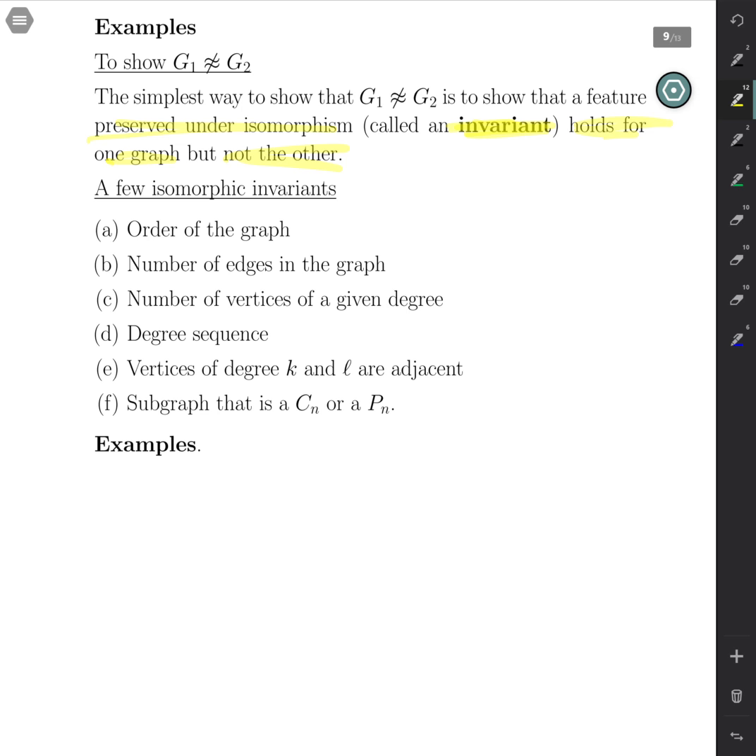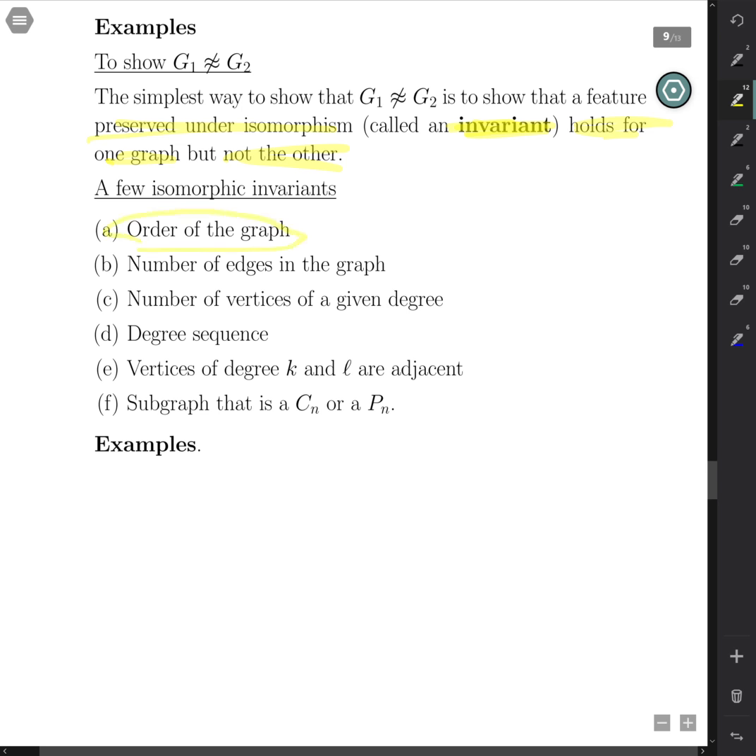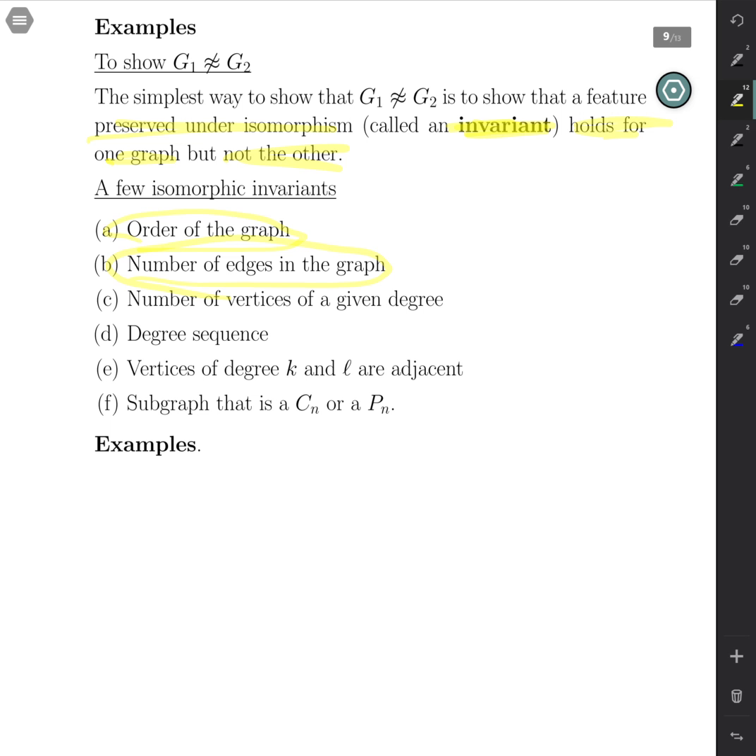First of all, the order of the graph, the number of vertices in the graph. The number of edges in the graph have to be preserved because the adjacency property must hold, so that each edge in the first graph must correspond to an edge in the second graph under that isomorphism.